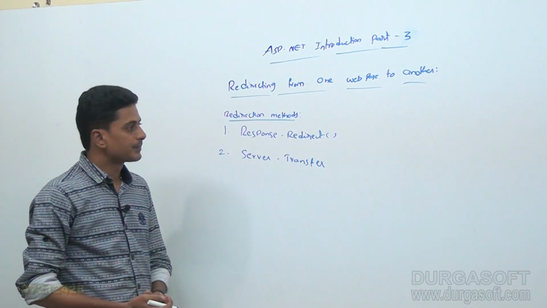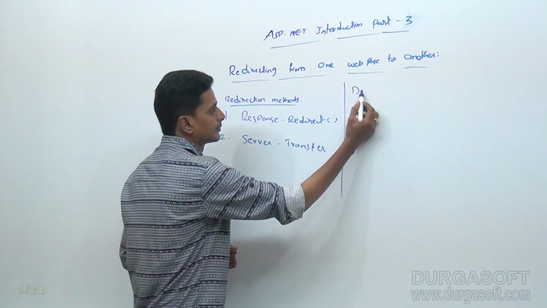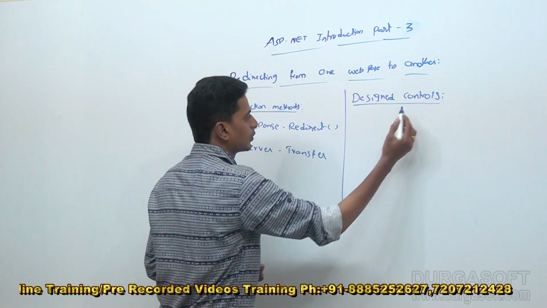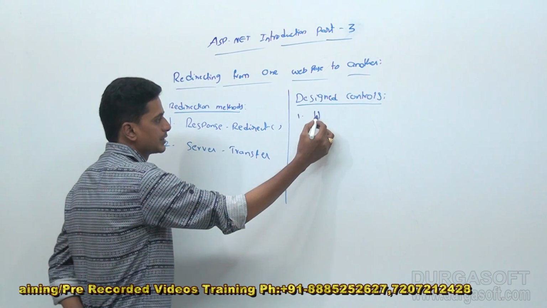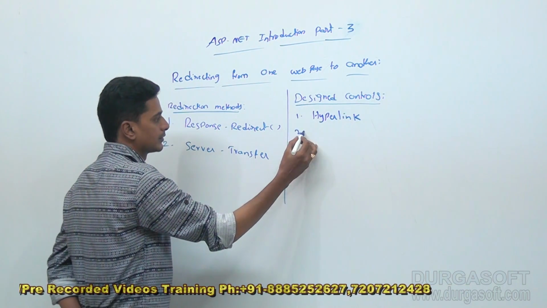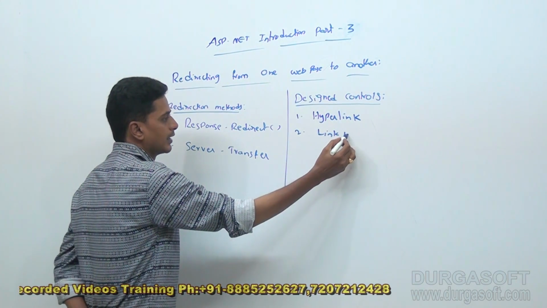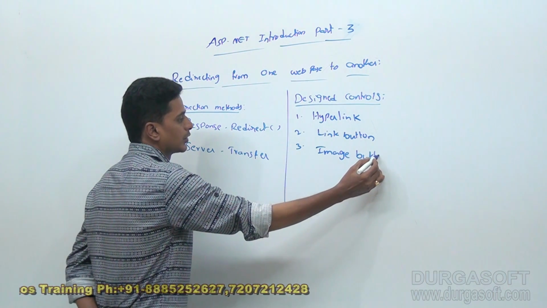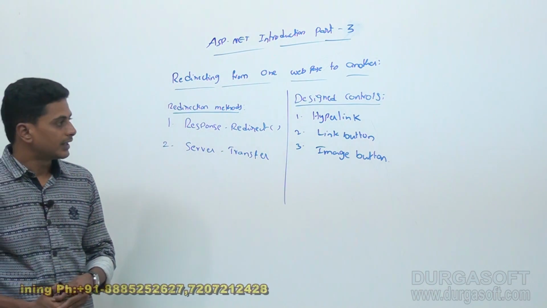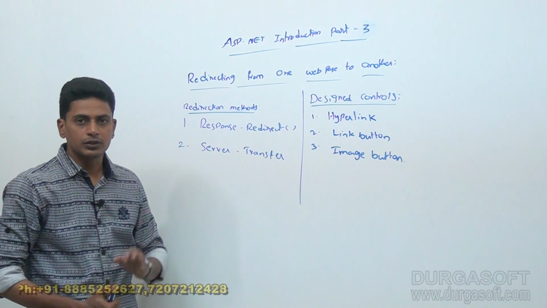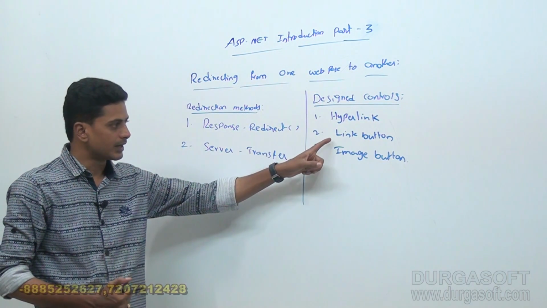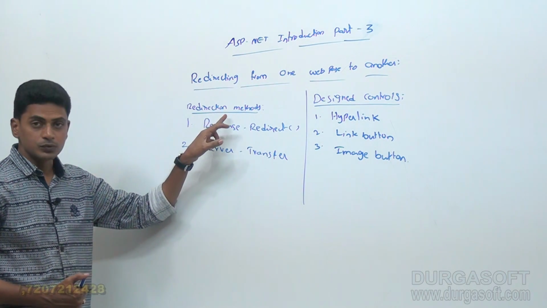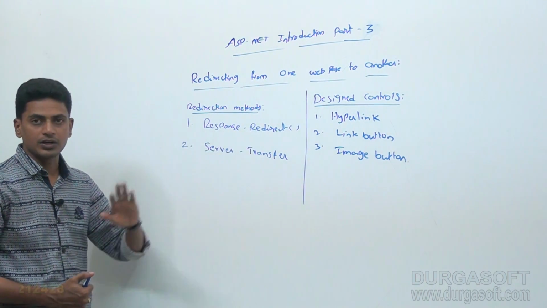Other than these two methods, we can use design controls also. What are the main design controls to redirect from one web page to another web page? The first one is the hyperlink control, the second one is the link button control, and the third one is the image button control. Through design, if you would like to redirect, we can use hyperlink, link button, or image button. With the help of specific code, if you want to redirect, then we can use the redirection methods, that are Response.Redirect and Server.Transfer.